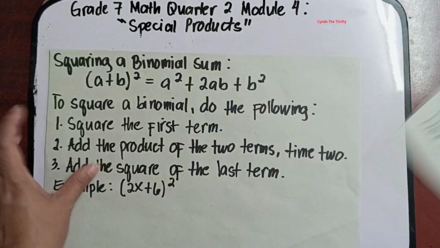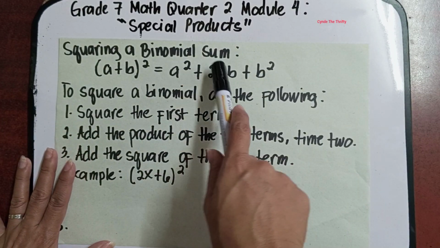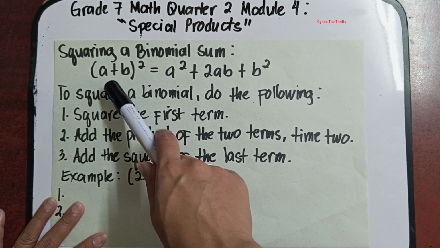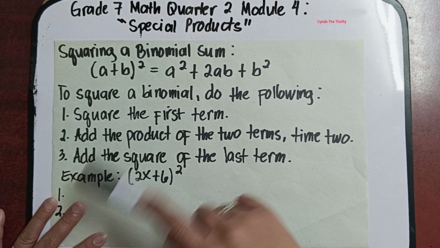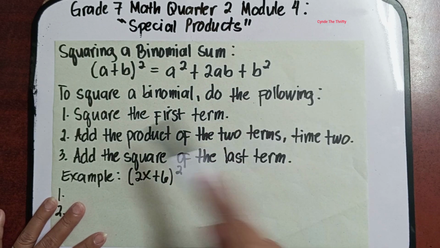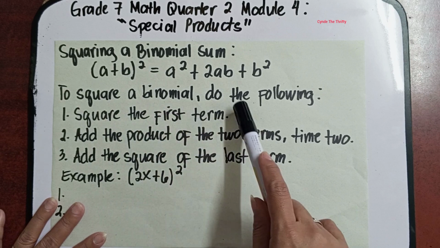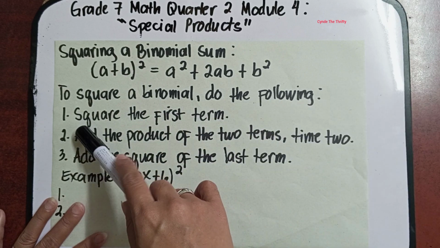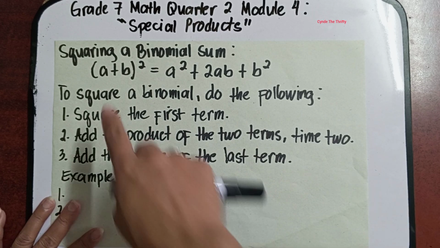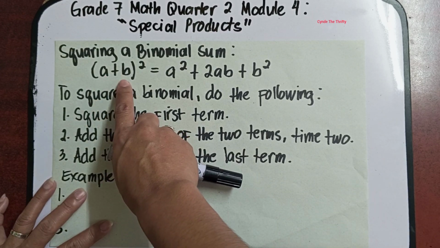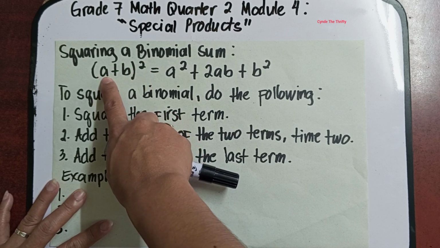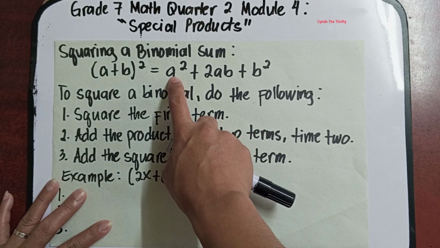Uunahin natin itong ating squaring a binomial sum. Ang general form natin is a plus b squared is equal to a squared plus 2ab plus b squared. Okay, so to square a binomial, do the following. First, square the first term. Sa ating given dito na a plus b squared, ang first term natin is si a. So si a, i-square natin siya. Kaya ang sagot natin is a squared.